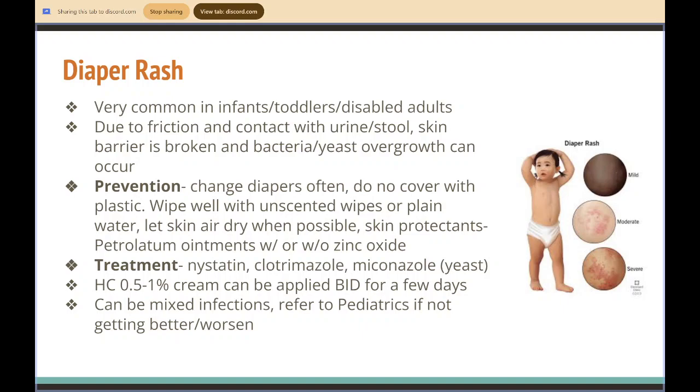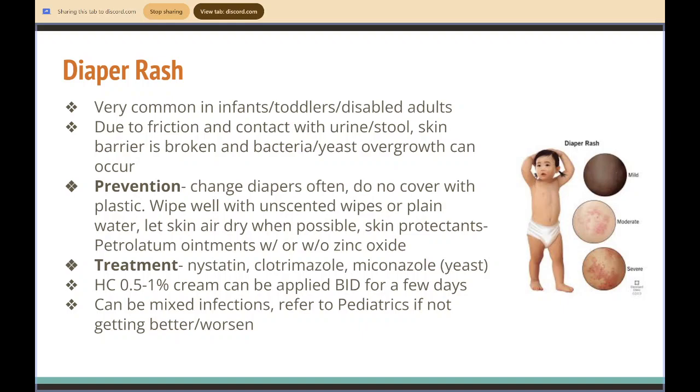And these are over the counter. So while those answers come in, treatment: we have nystatin, clotrimazole, or miconazole if yeast is suspected. Hydrocortisone 0.5 to 1% cream can be applied BID for a few days. You also have to know that these can be mixed bacterial and yeast infections, and make sure you counsel the patient to refer to pediatrics if not getting better or if the condition worsens.